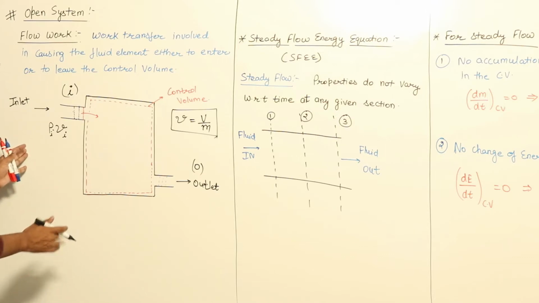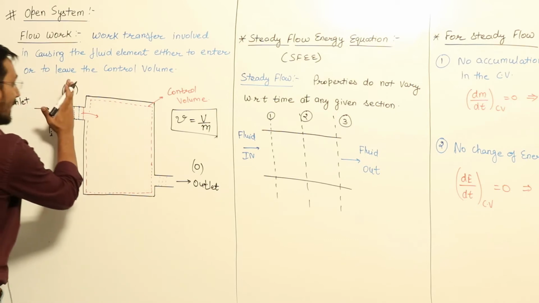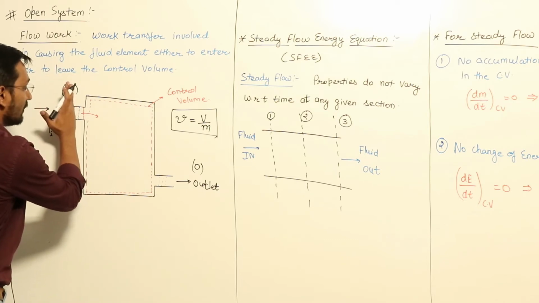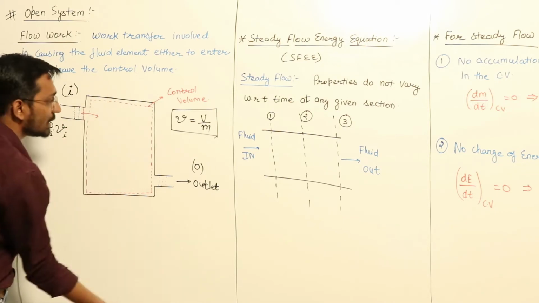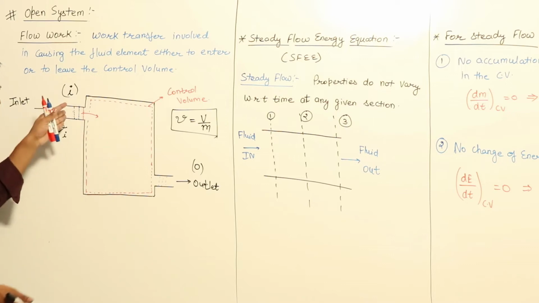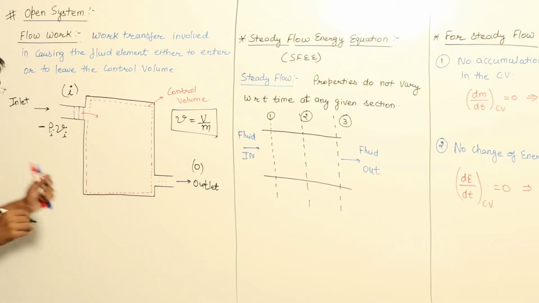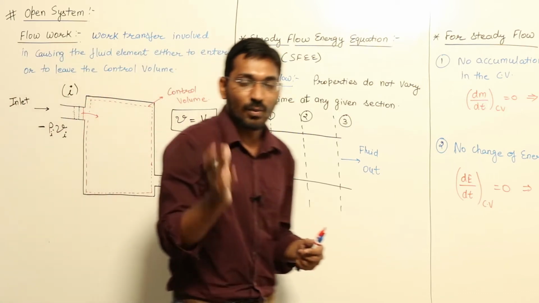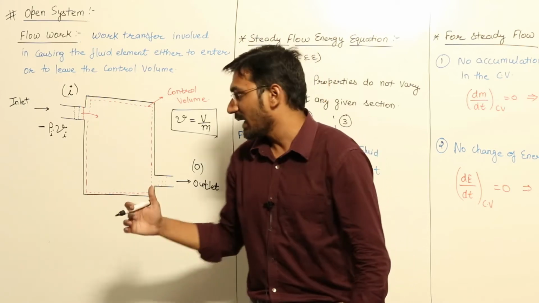Now this work is done on the system, right? This layer, this black one, will push this blue one or this red one to enter into the system. So this is the work done on the system. So if the work is done on the system, then the work will be negative. As per our sign convention, work done by the system is positive, work done on the system is negative.